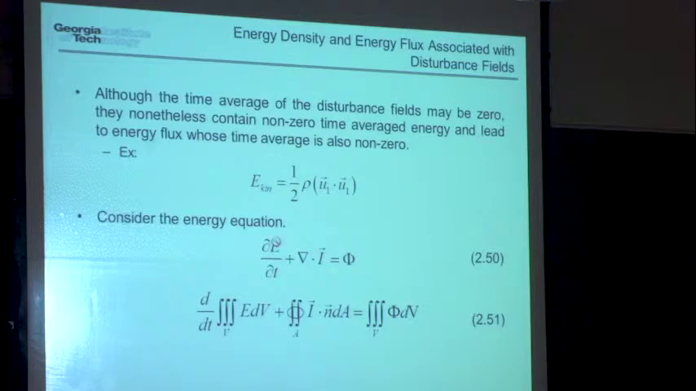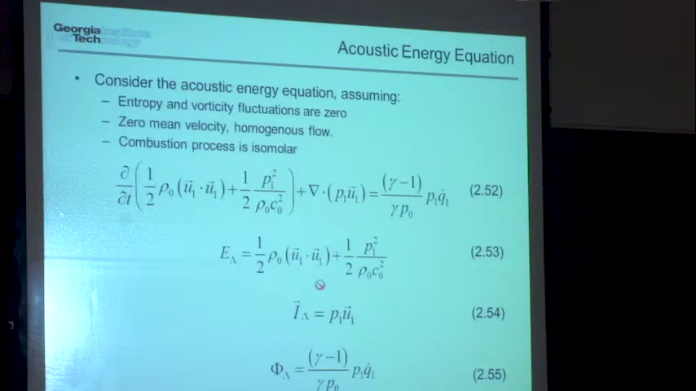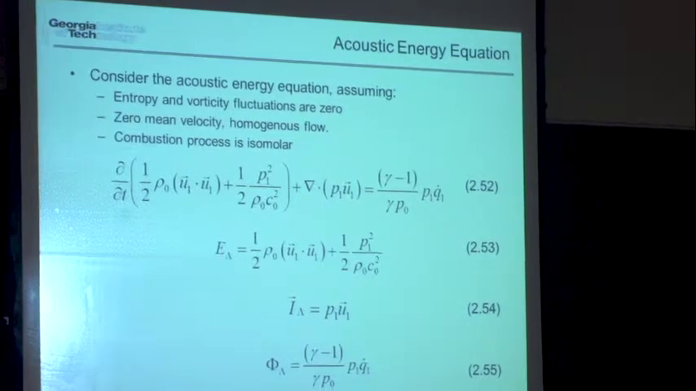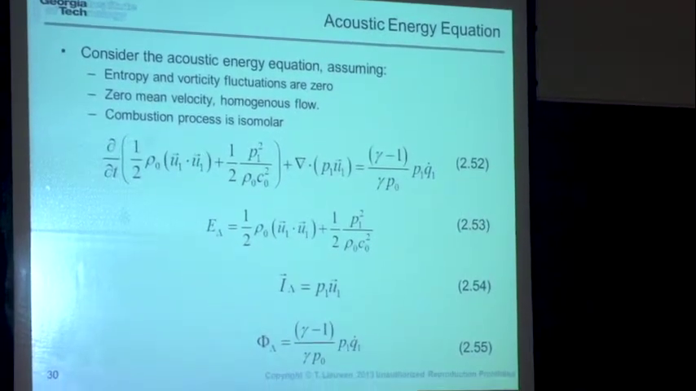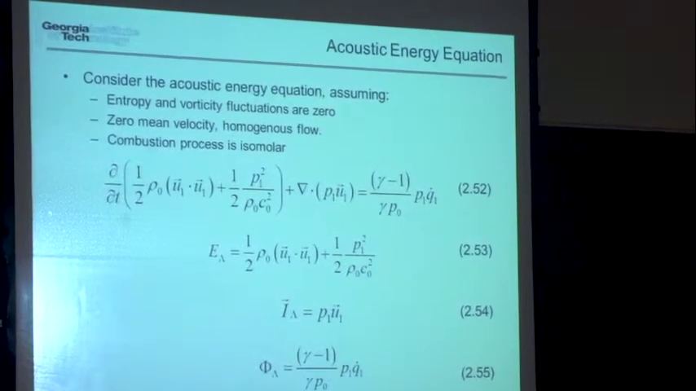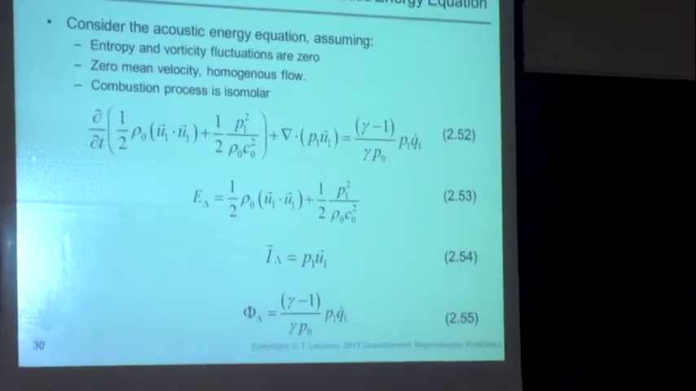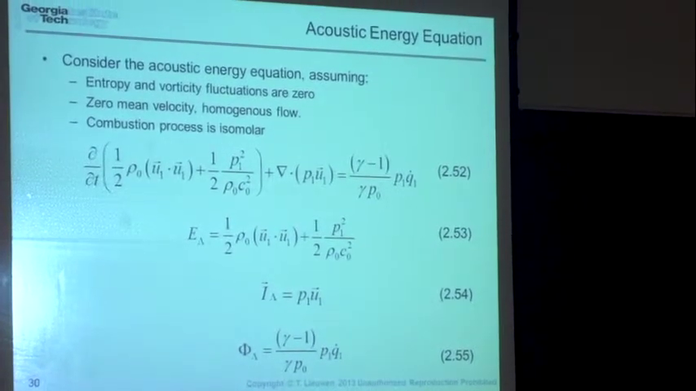So basically it just says the time rate of change of energy per unit volume plus the net flux of energy out of my control volume is equal to the net rate at which energy is being created or destroyed inside your control volume, okay? So just to give you an example here, you can write an energy equation for acoustic waves, and that allows you to figure out what's the energy per unit volume associated with an acoustic wave, what is the flux of acoustic energy at your boundaries, and what do the source terms look like.